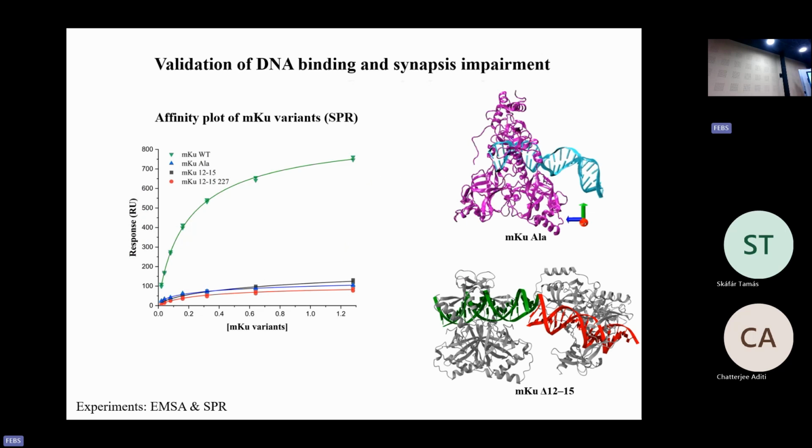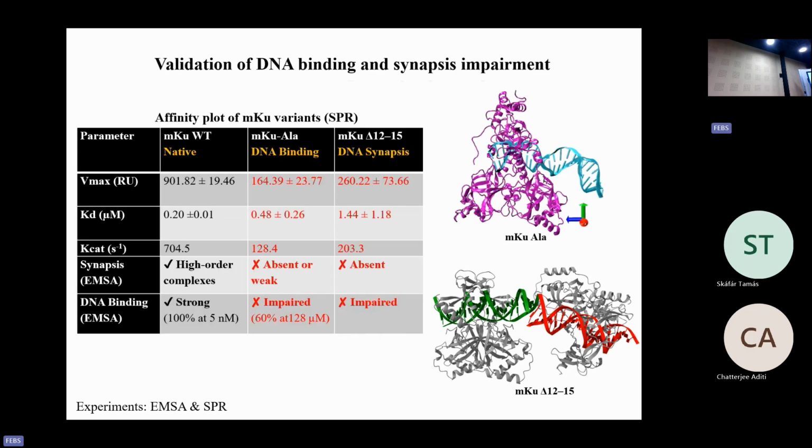Here I'm only showing the SPR-based results, where you see the wild type in green, whereas the DNA binding impaired mutant and the synapse impaired mutants are in red, blue and black. So if you look at the kinetic parameters, you would see that the Vmax has decreased by two orders of magnitude, as well as the KD increasing to double or even more.